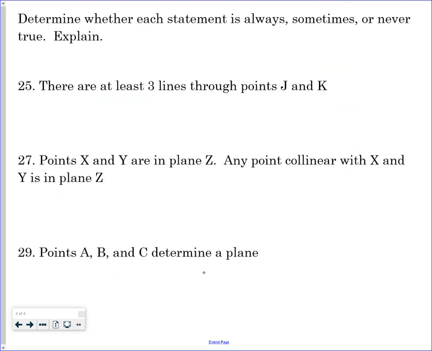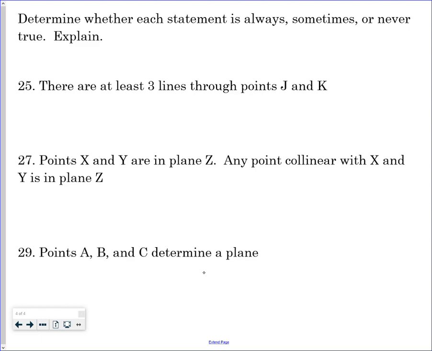Determine whether each statement is always, sometimes, or never true. Explain your favorite. Okay, you ready? 25. There are at least 3 lines through points J and K. This is a random question. There's no picture. Okay, so you might want to draw your own if you find it helpful. But it's not like the picture from the front. Okay, so one more time. There are at least 3 lines through points J and K.